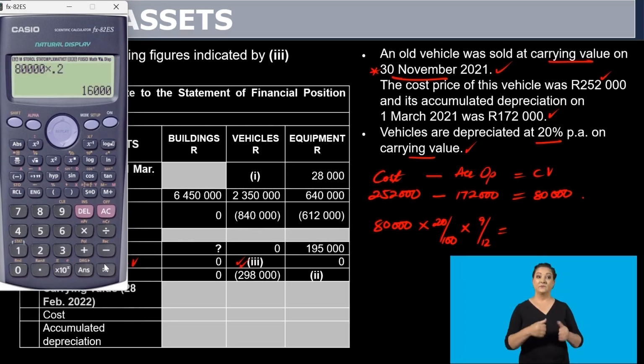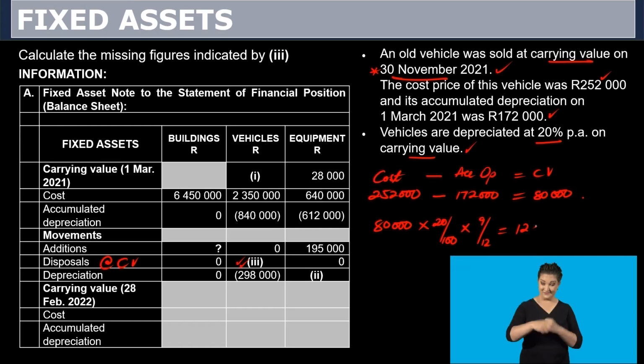That gives me 16,000. Then I can simply say divide by 12, multiply by 9. And that will give me 12,000. So my depreciation for this year is 12,000. So I have an asset that I've sold at carrying value.